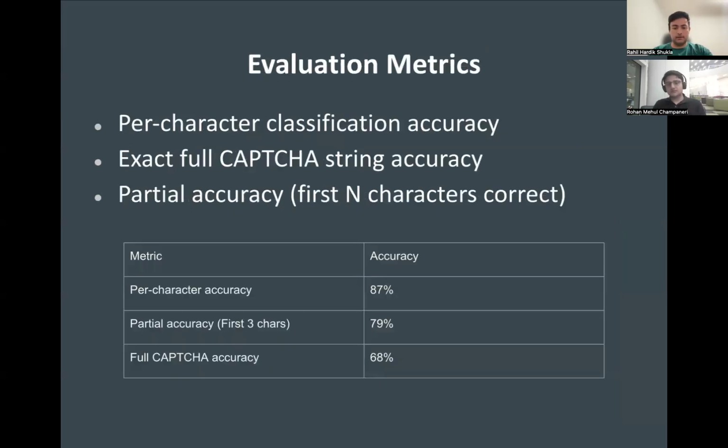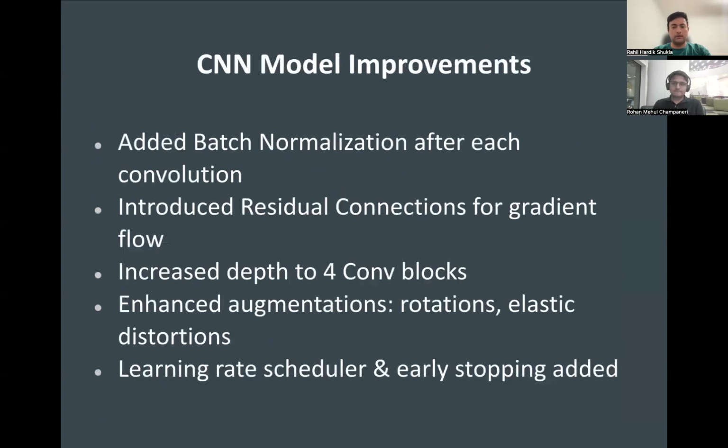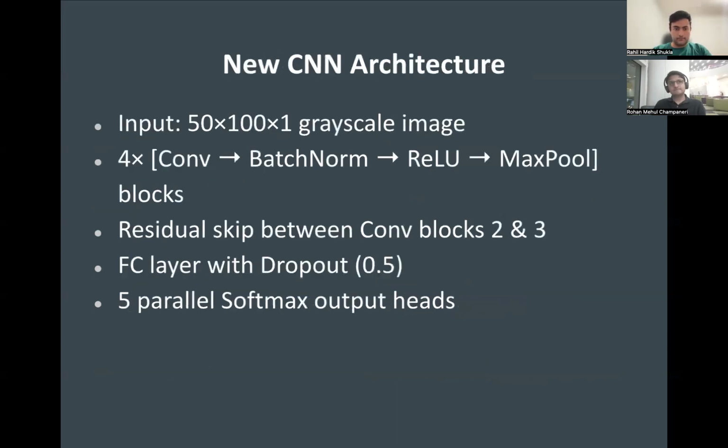These are the evaluation metrics we measured: per-character accuracy, partial accuracy, and full CAPTCHA accuracy. These were the results: 87%, 79%, and 68%. Coming to the model improvements, we added batch normalization after each convolution, introduced residual connections for gradient flow, and increased the depth of convolution blocks to 4. We enhanced the augmentation and added a learning rate schedule as well as early stopping.